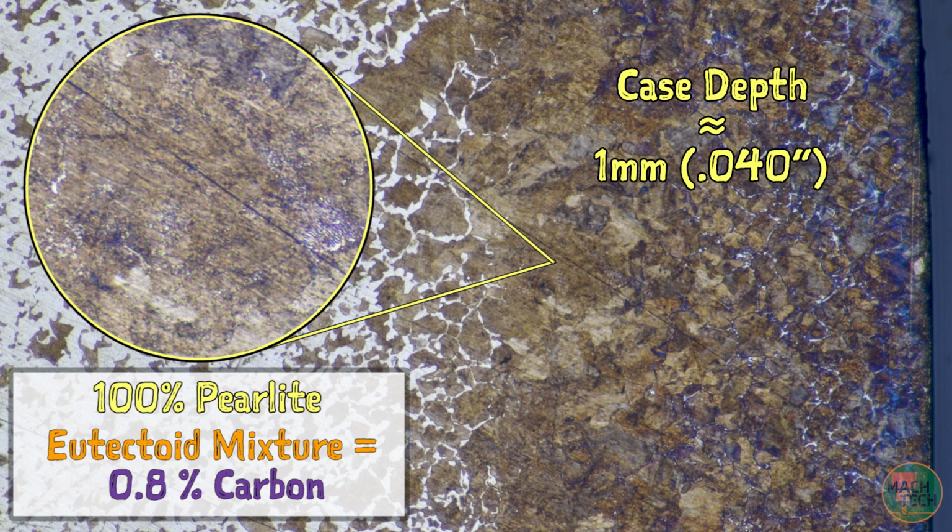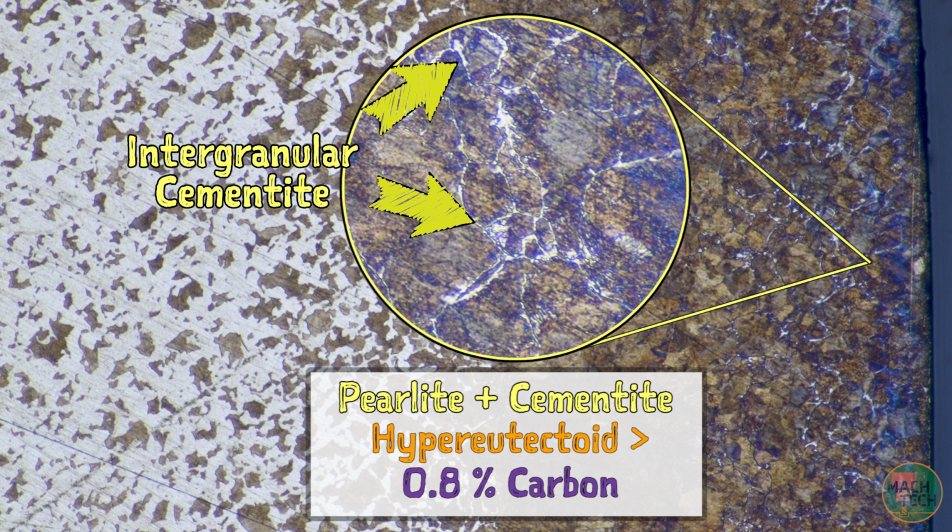This means that the structure is 100% pearlite. Now that only happens when there's exactly 0.76%, let's call it 0.8% carbon. As we keep moving rightward through the case, we see some white beginning to emerge again. But this time it's appearing in between the grains. There's so much carbon now, 1% or more, that the cementite cannot all be captured in the pearlite structure. Instead, it forms in the boundaries between the grains, and that's why it's called intergranular cementite. So we can tell a lot about the composition of this steel sample just with a quick glance.